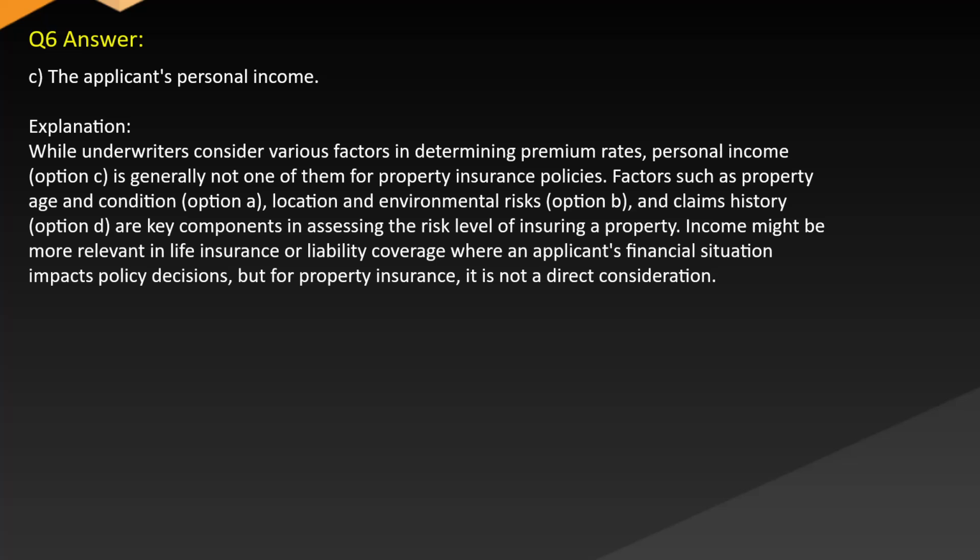Explanation: while underwriters consider various factors in determining premium rates, personal income, option C, is generally not one of them for property insurance policies. Factors such as property age and condition, option A, location and environmental risks, option B, and claims history, option D, are key components in assessing the risk level of insuring a property. Income might be more relevant in life insurance or liability coverage where an applicant's financial situation impacts policy decisions, but for property insurance, it is not a direct consideration.